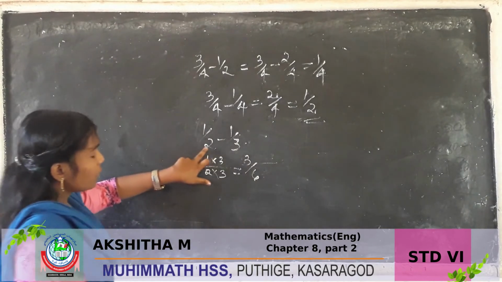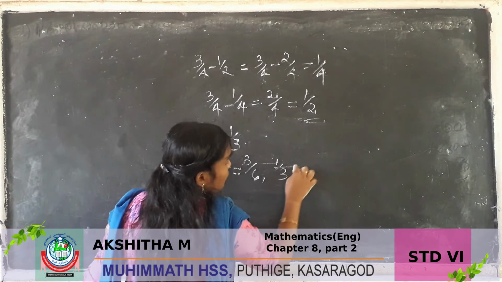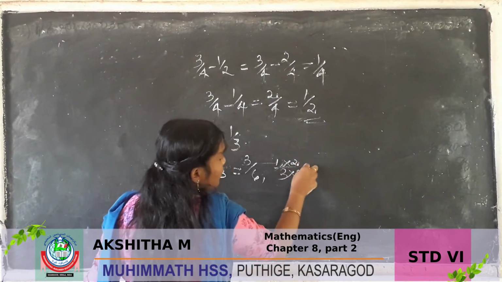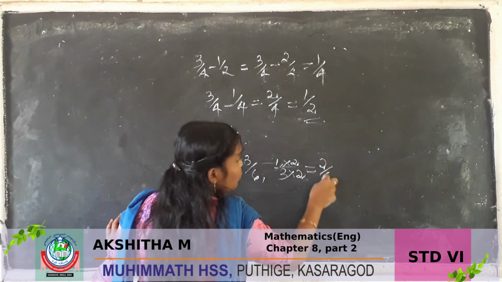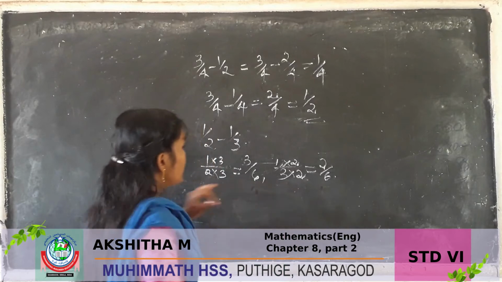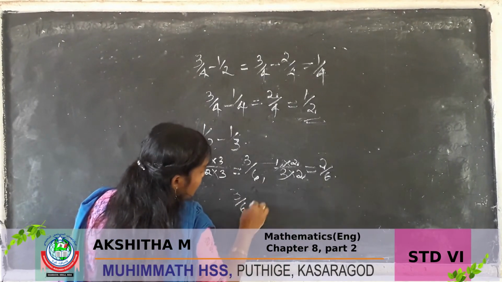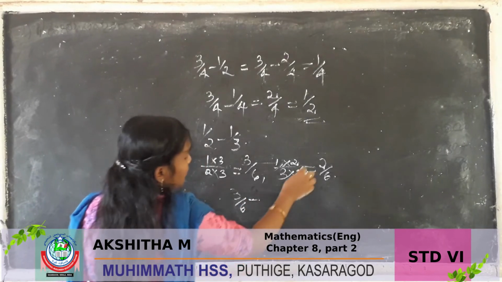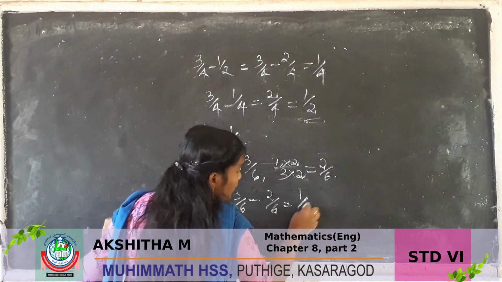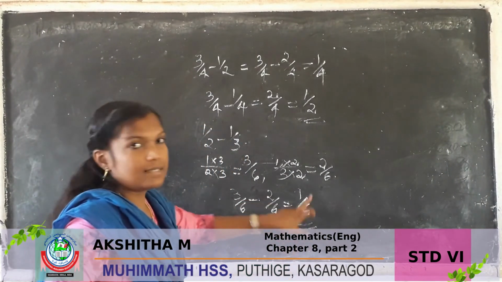1 by 2, next 1 by 3. 3 into 2, 6. 1 into 2, 2. So 2 by 6. We got here same denominator. So 1 by 2 we can write 3 by 6 minus 2 by 6 is equal to 1 by 6. We got here answer 1 by 6.